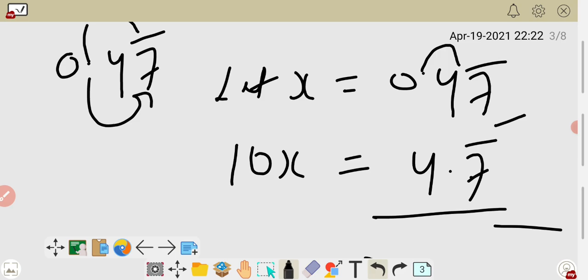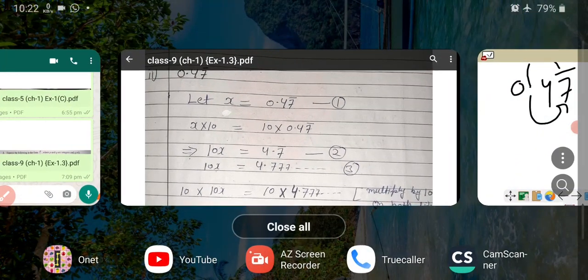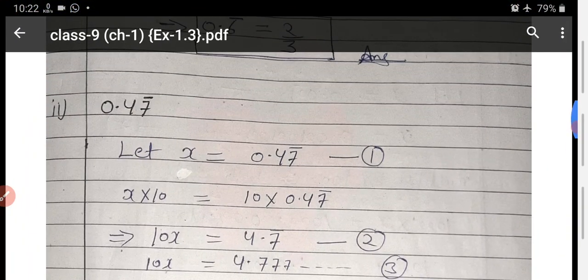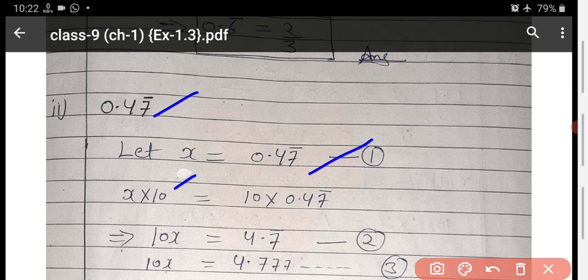Now you have to follow the previous steps as I told you. Now just look here. The question is 0.47 bar. So write let x is equal to 0.47 bar, equation number 1. So you multiply by 10, because you want to shift this decimal near this bar. When you multiply by 10, it becomes 10x, and when the decimal moves to this side, it becomes 4.7 bar. It becomes equation number 2.